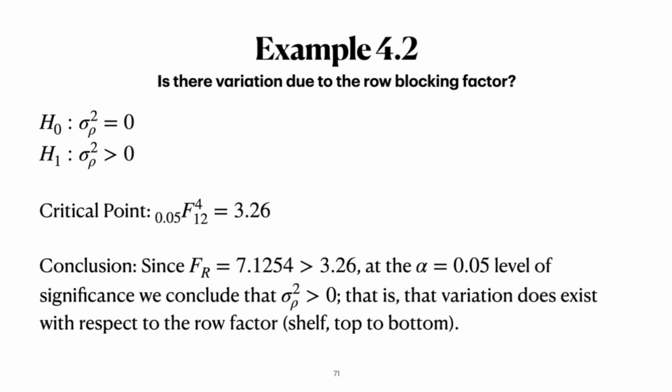There is variation with respect to the vertical position in the oven. There's that temperature gradient, and if not accounted for, that would end up in experimental error and diminish the power of hypothesis tests and diminish the precision of estimators.